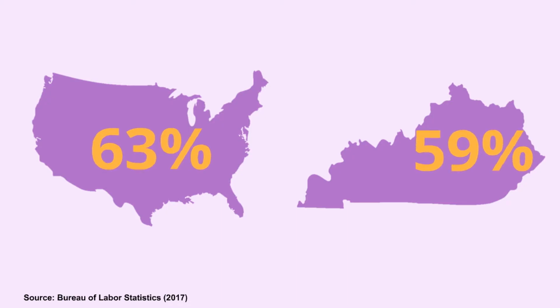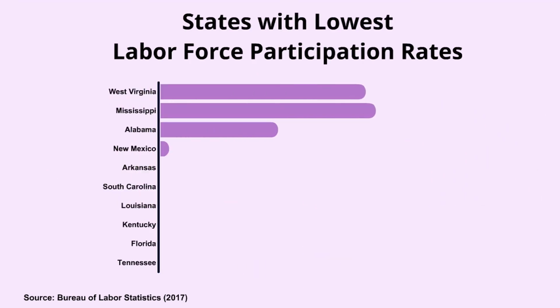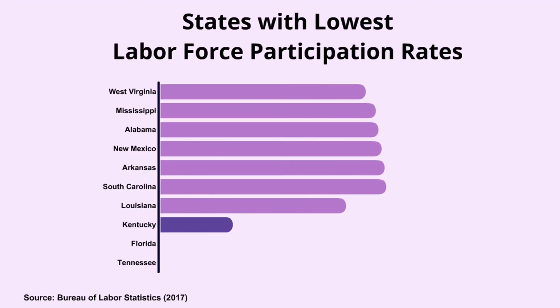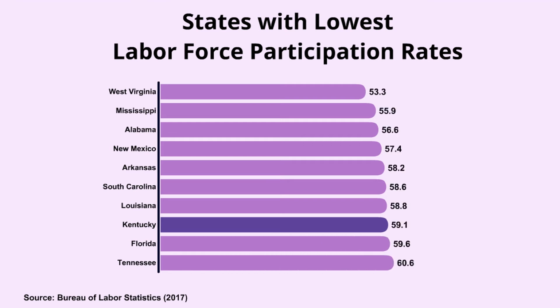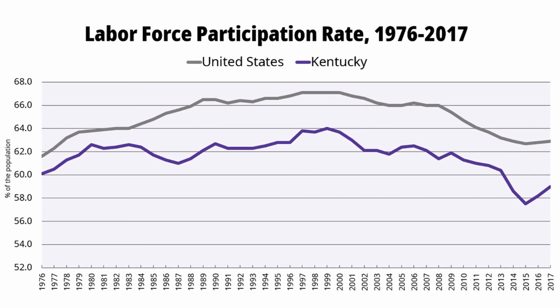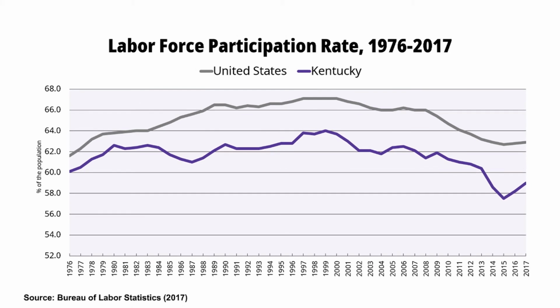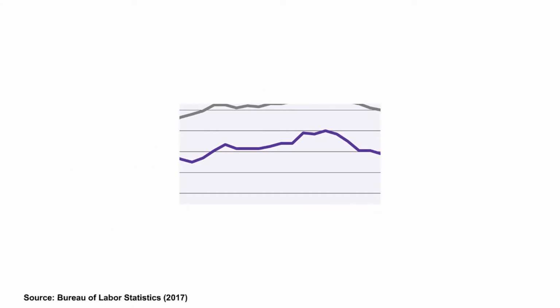Kentucky has a labor force participation rate of 59%. This is 4 points lower than the national average and the 8th lowest in the country. Among the states with low labor force participation rates, most are located in the southern part of the United States and struggle with pockets of extreme rural poverty. Kentucky's low labor force participation rate is not a new trend. Kentucky has historically had a lower labor force participation rate than the United States as a whole.